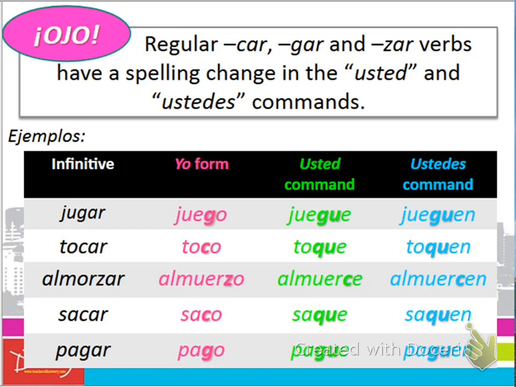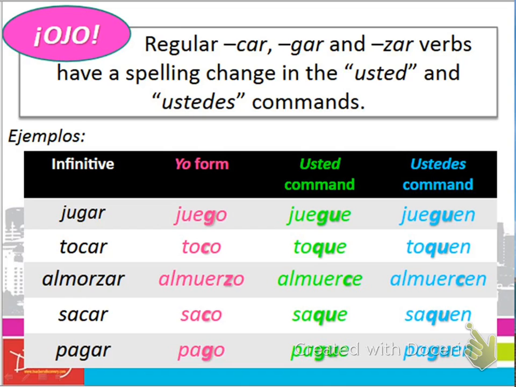But notice that jugar and almorzar have a change from the present tense, which is a stem change, the UE change for juego and almuerzo. But then they also have the cargazar change, GUE and CE.